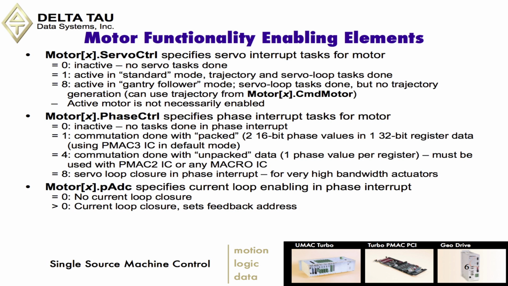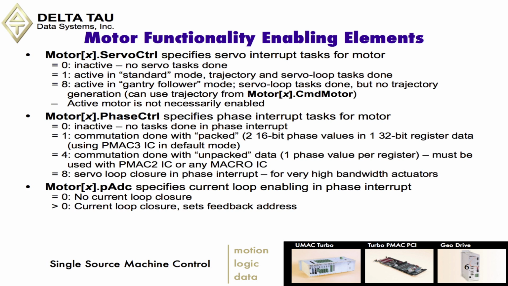Motor sub x.phase control. This sets up whether the phase task for the motor is turned on. If it's 0, there's no phase task. If it's set to 1, then commutation is done with packed values from the ASIC. If it's set to 4, it's done with unpacked values from the ASIC. This is more typical with the PMAC 2 style ASIC or macro IC. With the PMAC 3 gate, depending on what amplifier you're connected to and what other features you may want from the amplifier, you may or may not do packed or unpacked.